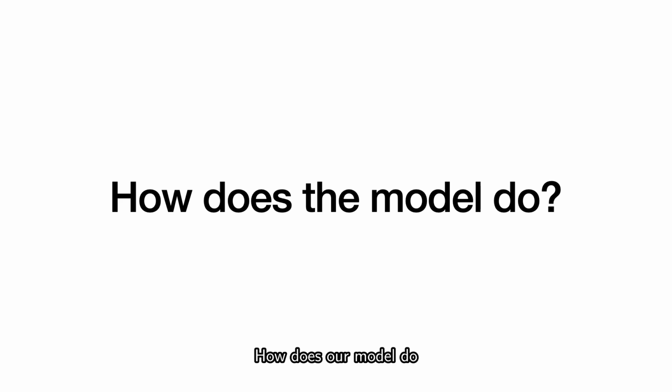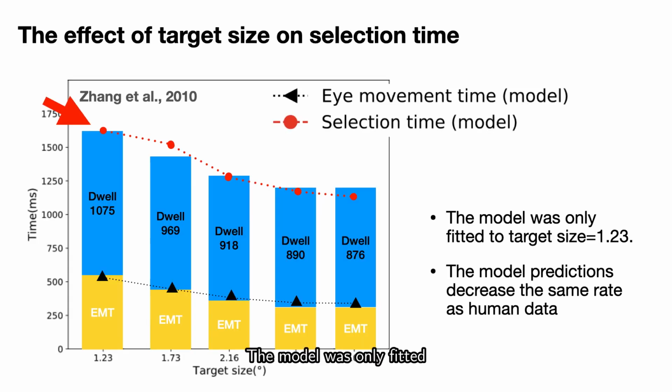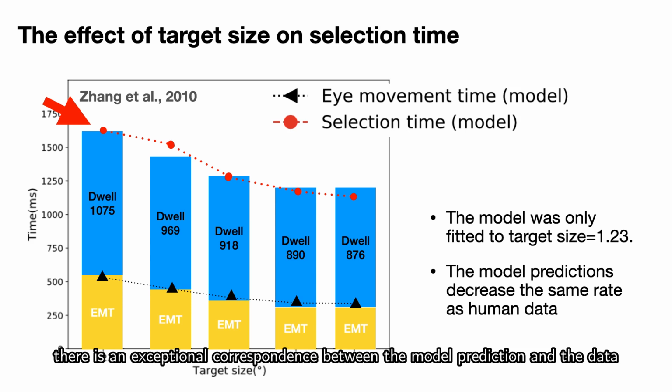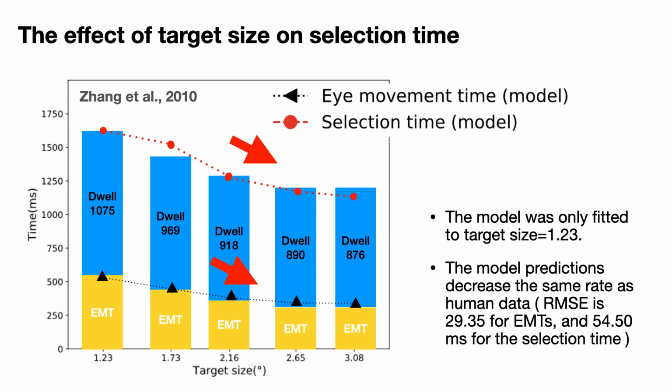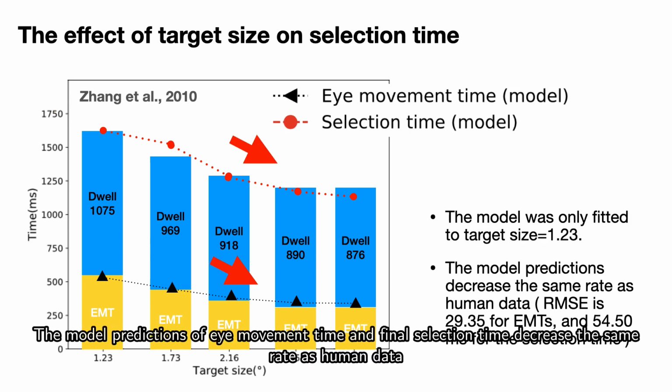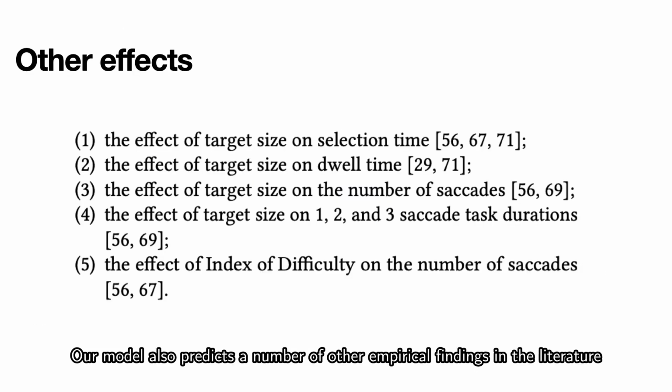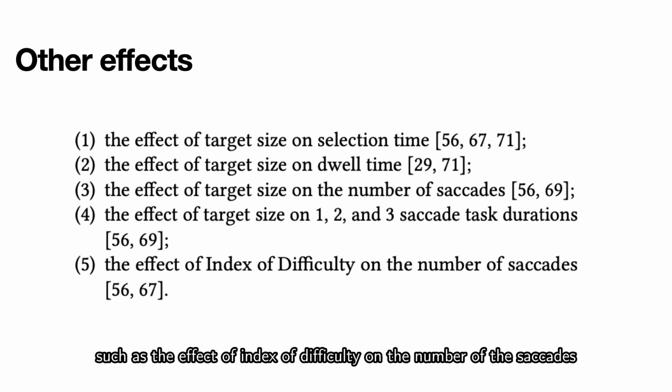How does our model do? The model was only fitted to data of the smallest target size, but as you can see, there is an exceptional correspondence between the model prediction and the data. The model predictions of eye movement time and final selection time decrease at the same rate as human data. Our model also predicts a number of other empirical findings in the literature, such as the effect of index of difficulty on the number of saccades.